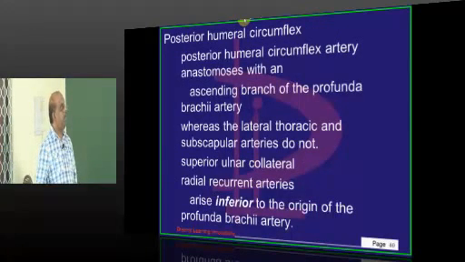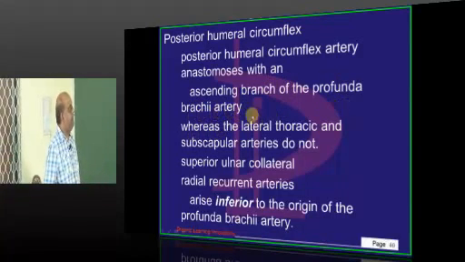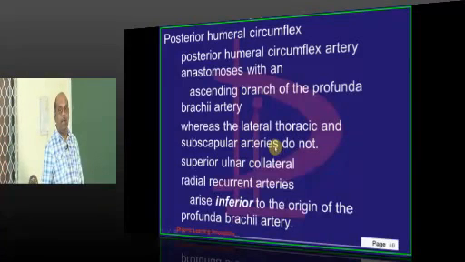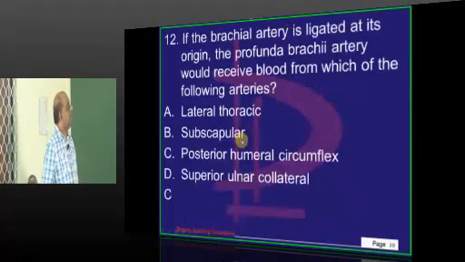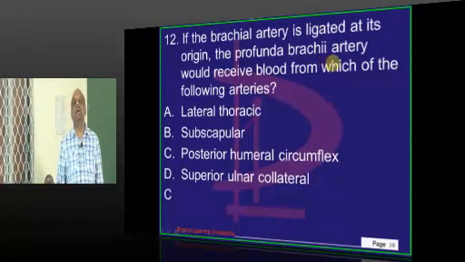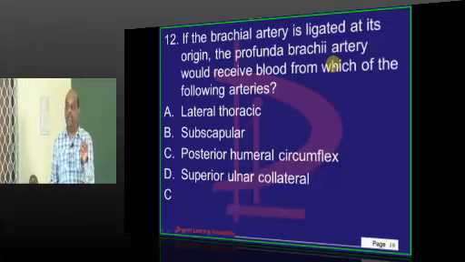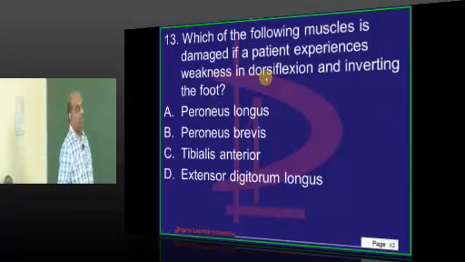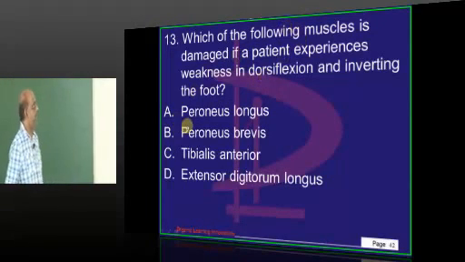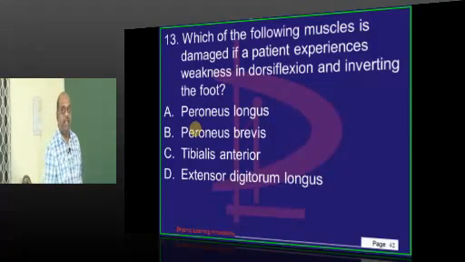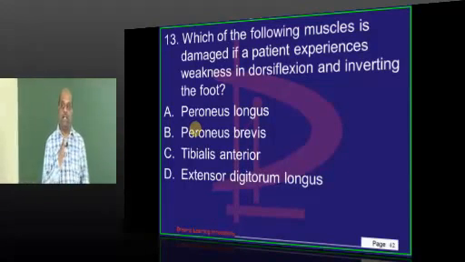So the posterior humeral circumflex artery anastomoses with the ascending branch of the profunda brachii, whereas the lateral thoracic and subscapular do not. So that is the reason it is the one which will typically be able to provide the route whenever there is any obstruction. Now which muscle is damaged? If it is damaged, the patient will have dorsiflexion weakness and inversion of the foot weakness. Inverters, everters of the foot, the muscle groups.